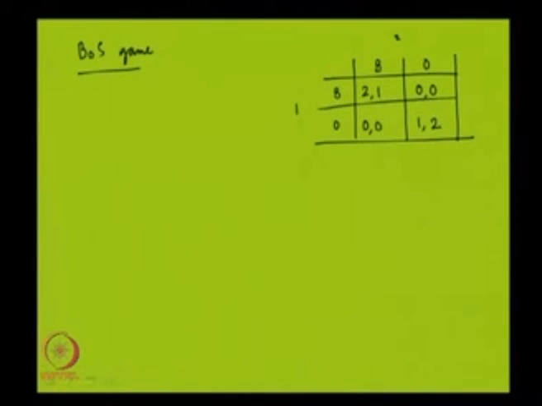So, this was the BOS game. Like before, we are going to assume that these players are playing the actions with some probabilities, and the mixed strategy of player 1 is P and 1 minus P, for player 2 it is Q and 1 minus Q.